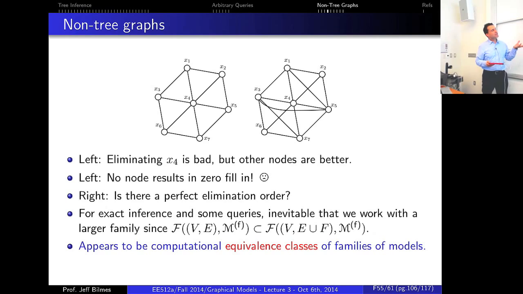So this suggests that maybe there's a notion of equivalence classes of families of models, which would be really cool. Maybe if we could characterize and identify and work only within the set of equivalence classes of families of models, namely those for which there is no enlargement of the family by running the elimination process, which we might expect corresponds to there being a perfect elimination order, we could just tell the scientists to work with these families, and then you never have this problem.